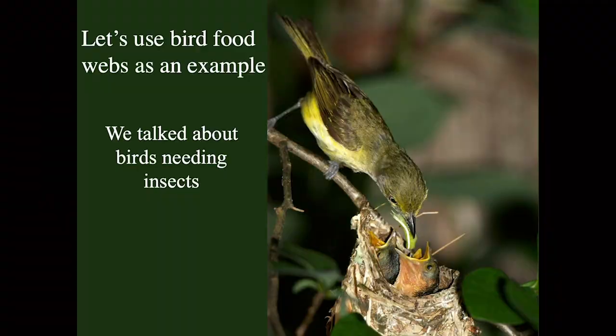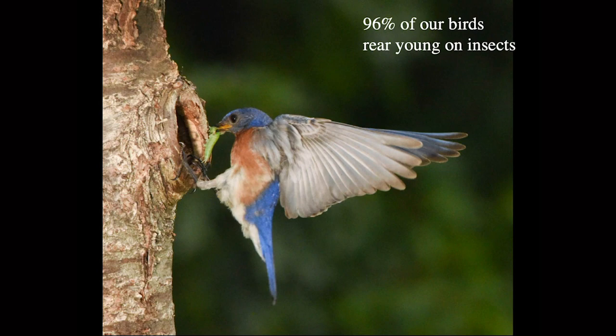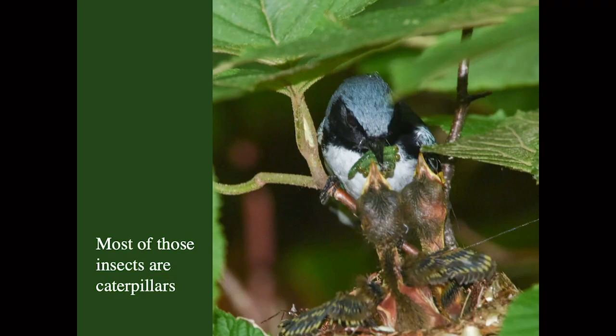Let's talk about birds. We'll use bird food webs as an example. We've already mentioned that birds need insects to reproduce, and they do. 96% of our terrestrial North American birds are reproducing on insects. Yes, they eat seeds and berries after they've reproduced, but most of our baby birds cannot eat seeds and berries. So you don't have baby birds if you don't have the insects that allow reproduction. And most of the insects that these birds are reproducing on turn out to be caterpillars.